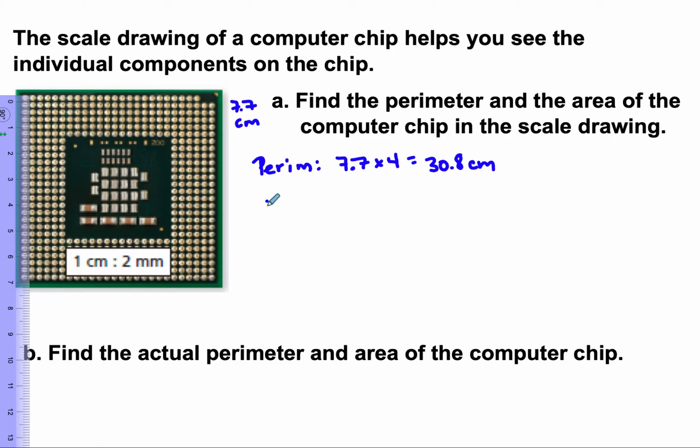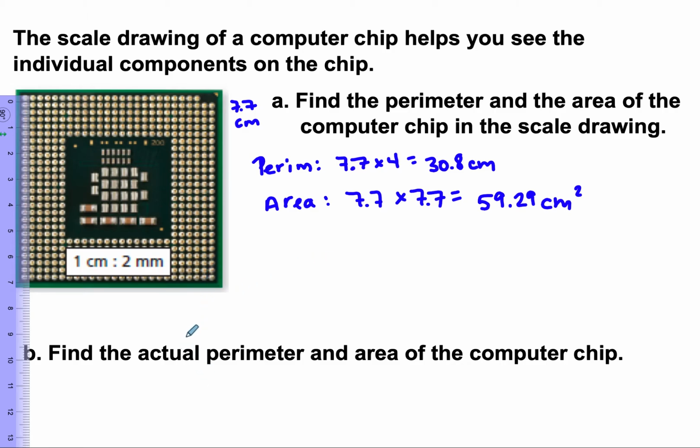Okay, now I'm going to do the area. Area for a square is length times width. So I'm going to do 7.7 times 7.7. So length times width. And it is okay to use a calculator, but again, you've got to write everything that goes into that calculator down. Okay, so that is going to be centimeters square. Area is always in square units because you are multiplying length that has a label of centimeters and width that has a label of centimeters. Okay, so that's my perimeter and area for the computer chip picture here.